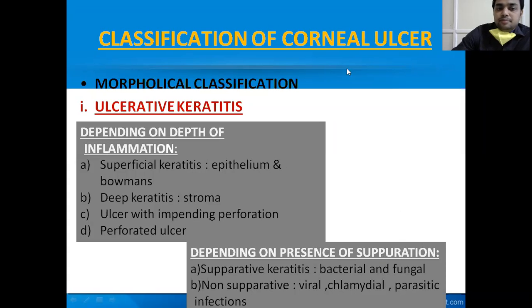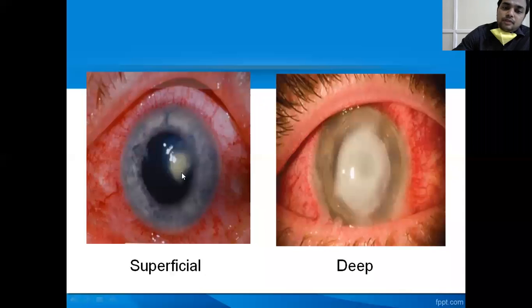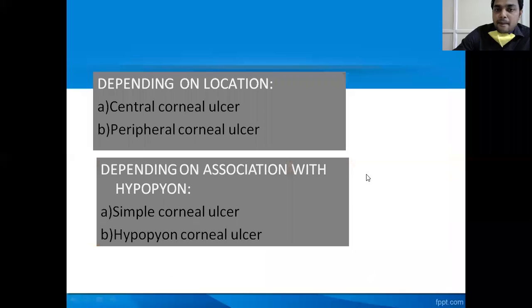So basically, in the ulcerative keratitis, depending on the depth of the inflammation and depending on the presence of suppuration, it is divided into suppurative keratitis and non-suppurative keratitis. Suppurative keratitis examples are bacterial and fungal. Non-suppurative examples are viral, chlamydial, and parasitic infections. So this is a superficial ulcer, which involves only epithelium and Bowman's layer, and deep ulceration also involves the entire stroma. Depending on the location, it is divided into central corneal ulcer and peripheral corneal ulcers.